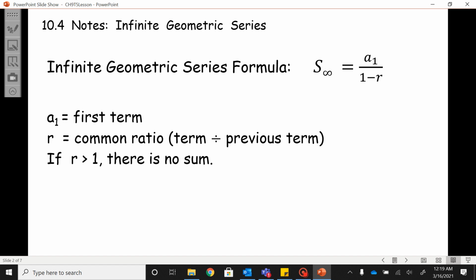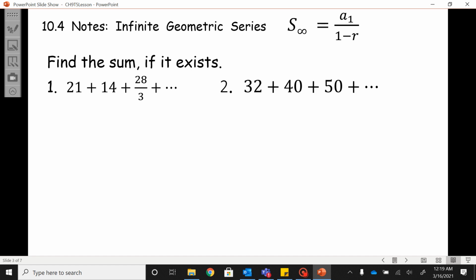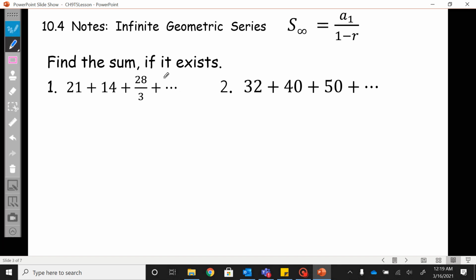It would be infinite. But as long as the ratio is smaller than 1, you can have a sum. Okay, so find the sum if it exists. These are infinite. They go on forever. They don't have a last term because they just keep going.